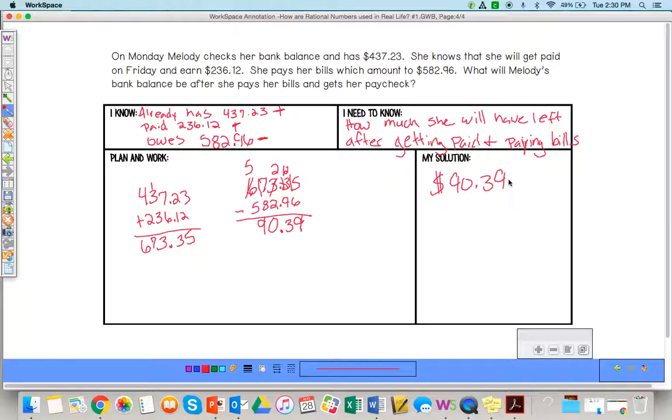All right, so what you're going to do is you are going to grab the quick check that says, how are rational numbers used in real life? Number 1. We will have another one of these that goes over multiplying and dividing, so this is just number 1.